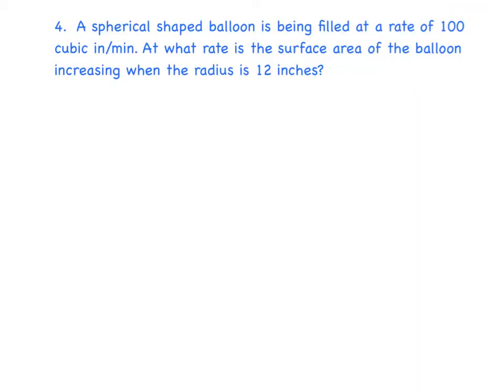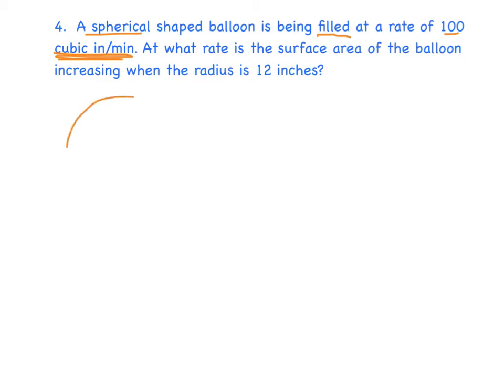All right, number 4, a spherical shaped balloon. So again, we're talking about a sphere, is being filled at a rate of 100 cubic inches per minute. So make sure you catch that, 100 cubic inches. They're not telling you directly what that means, but if we're talking about filling something and the rate is in cubic inches, we know that's talking about the rate of the volume. At what rate is the surface area of the balloon increasing when the radius is 12 inches?